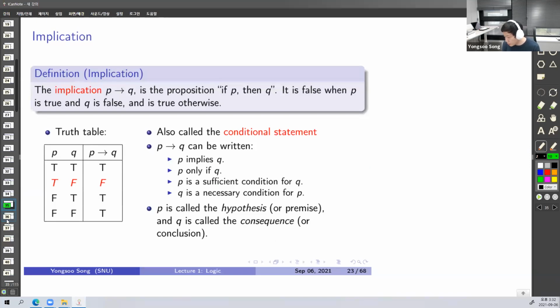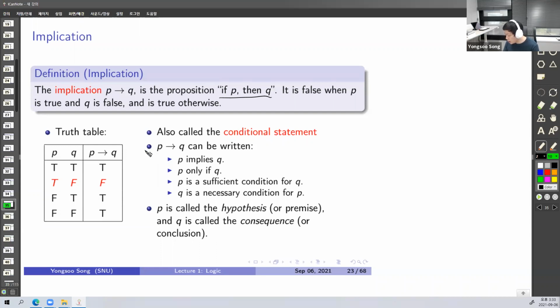And today we start with the implication. Implication is denoted by this arrow symbol, and it is read as if P, then Q. So this implication proposition is false when P is true and Q is false, and otherwise is true. If you look at this truth table, you can see that there are three truths here and only one false.